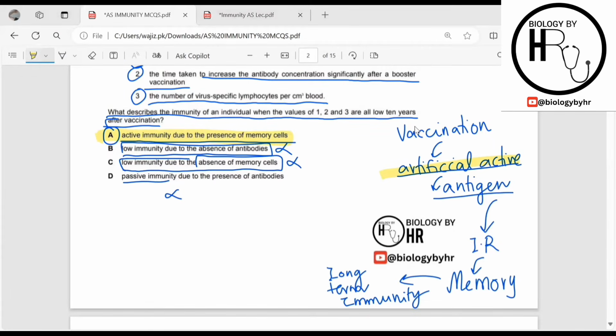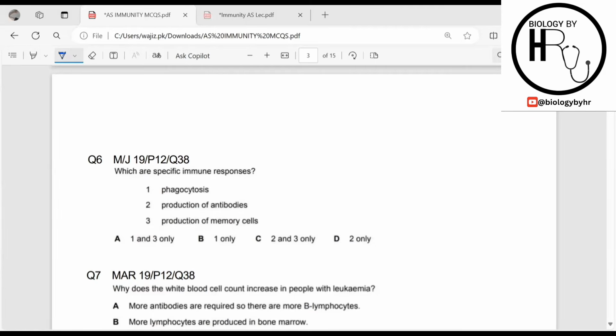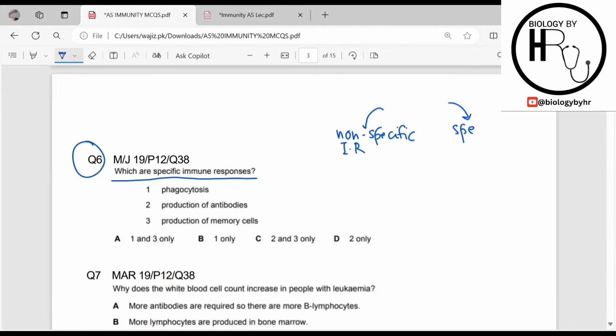Question number 6 over here says, which are the specific immune responses? We know that if I talk about the immune responses, there is a non-specific immune response, and then there is the specific immune response. The non-specific immune response is also known as the innate immune system, or innate immunity. And the specific immune response, specific immunity, is also known as the adaptive immune system.